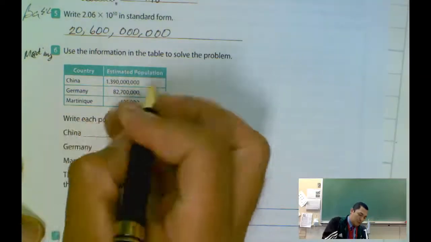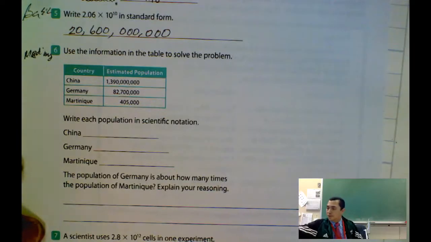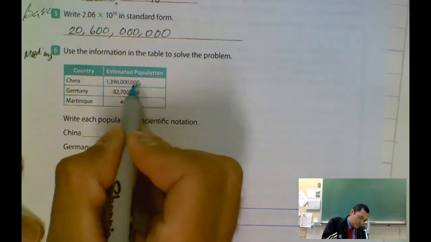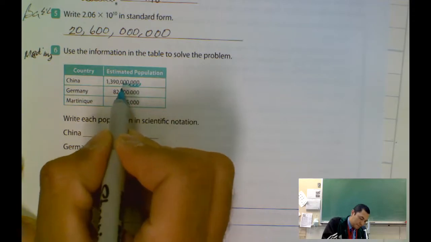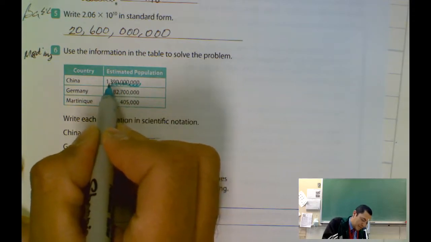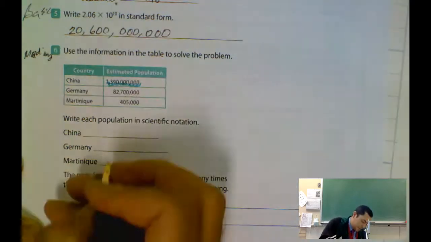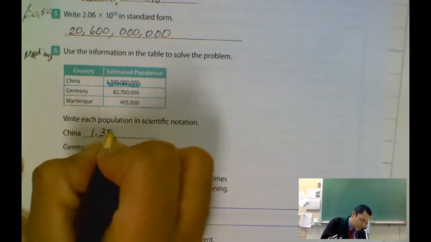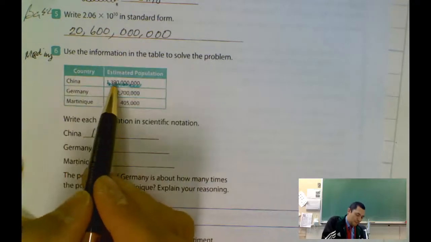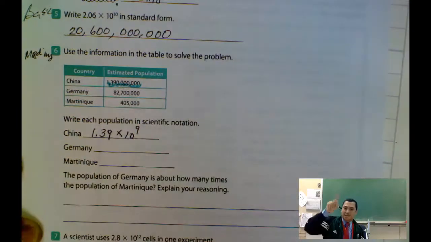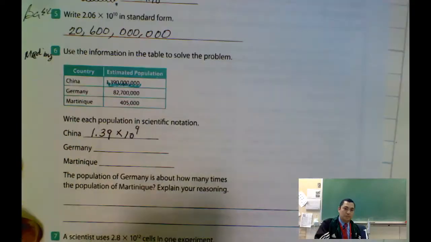Look what I'm going to do. I'm going to count those zeros. So let me use this one. So I'm going to count how many? 1, 2, 3, 4, 5, 6, 7, 8, 9. So it's 1.39 times 10 to the 9. That was the count to the left. And if you go to the left, the exponent is going to be positive.